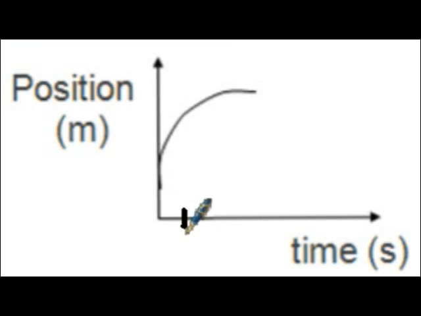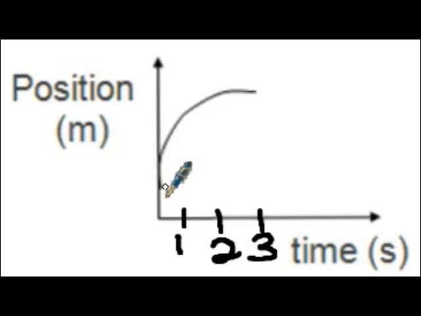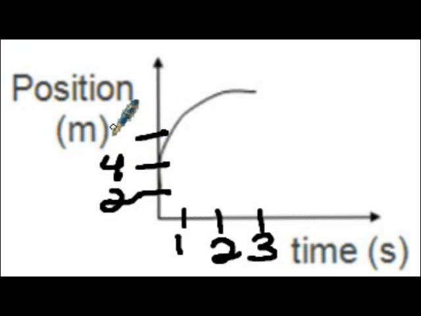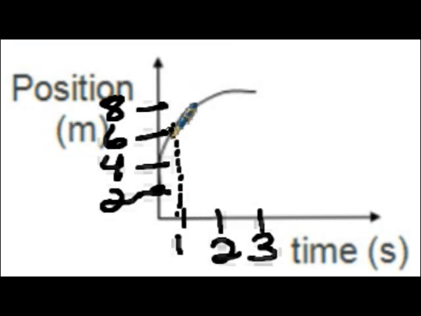If we were to put numbers on here again, all right, so at 0 seconds, that object maybe starts at 2 meters. After 1 second, if I project all the way up, it's at almost 6 meters after 1 second. So this thing went from 2 meters all the way to 6 meters. That would be a distance of 4 meters.